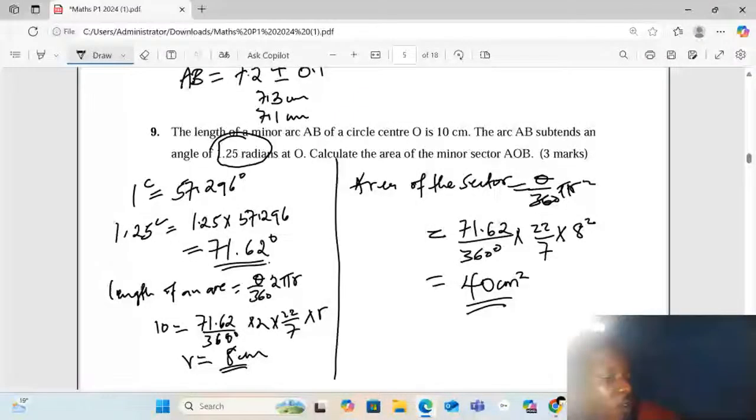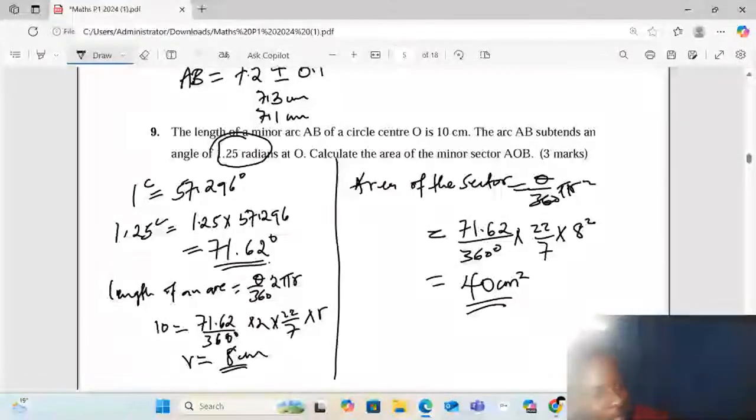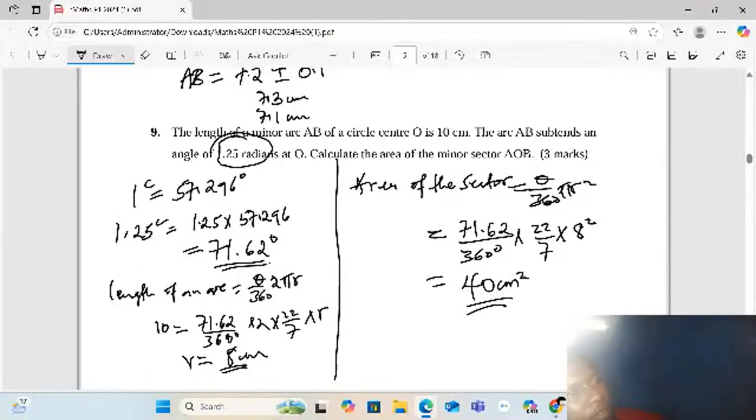This is now the minor sector. So we have the area as 40 square centimeters. That is now our area. That's it.